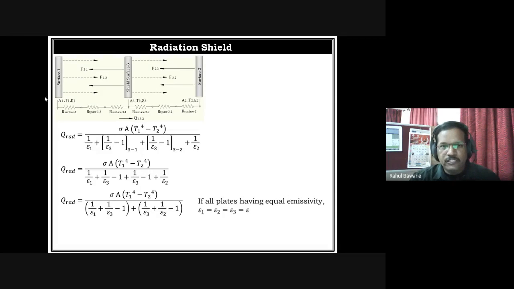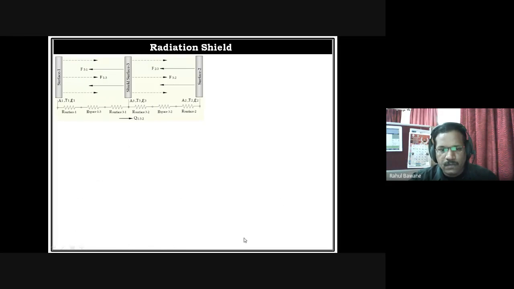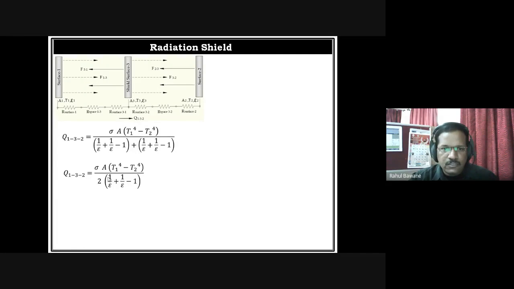Now suppose all the surfaces have the same emissivity. This is very important because many times it is asked in your practical exams and oral exams. Suppose all surfaces have the same quantity of emissivity. In that case, we have to replace all these emissivities by simply the emissivity symbol. So it will become like this. The heat transfer from 1, 3, 2 will be 1 upon emissivity plus 1 upon emissivity minus 1, plus 1 upon emissivity plus 1 upon emissivity minus 1. So this is our final form. It can be written as twice of this bracket.